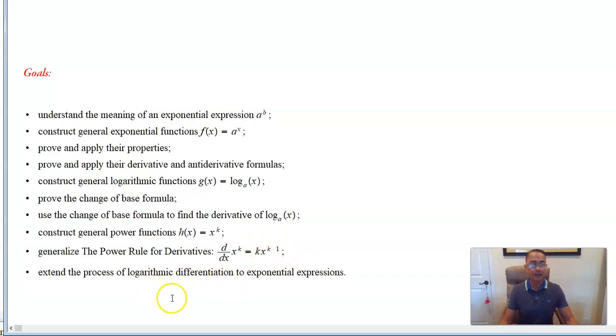And finally, we are going to go back to logarithmic differentiation. If you recall, we discussed this at the end of our video on the natural logarithmic function. So we will extend this to functions which are general exponential expressions. There will be a variable both in the base of the function as well as the exponent.